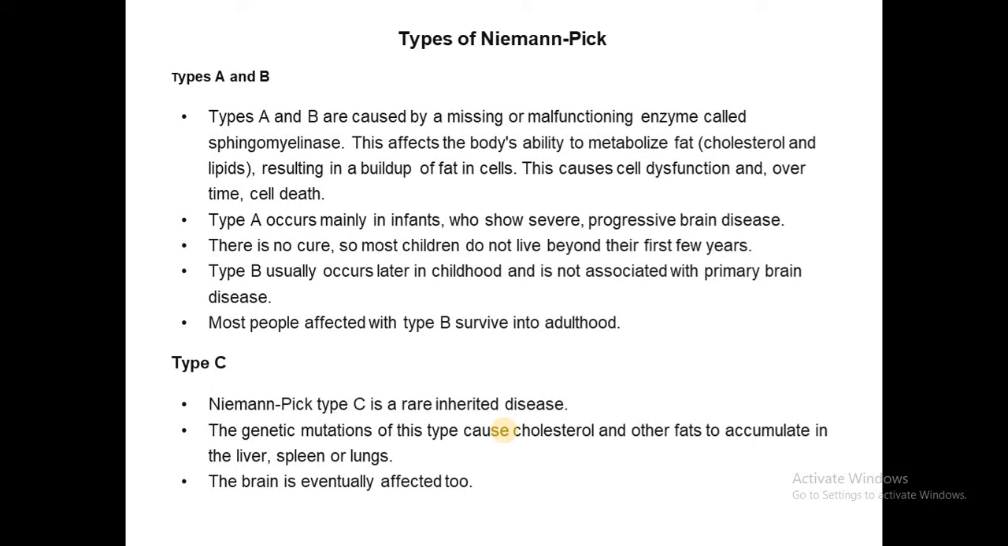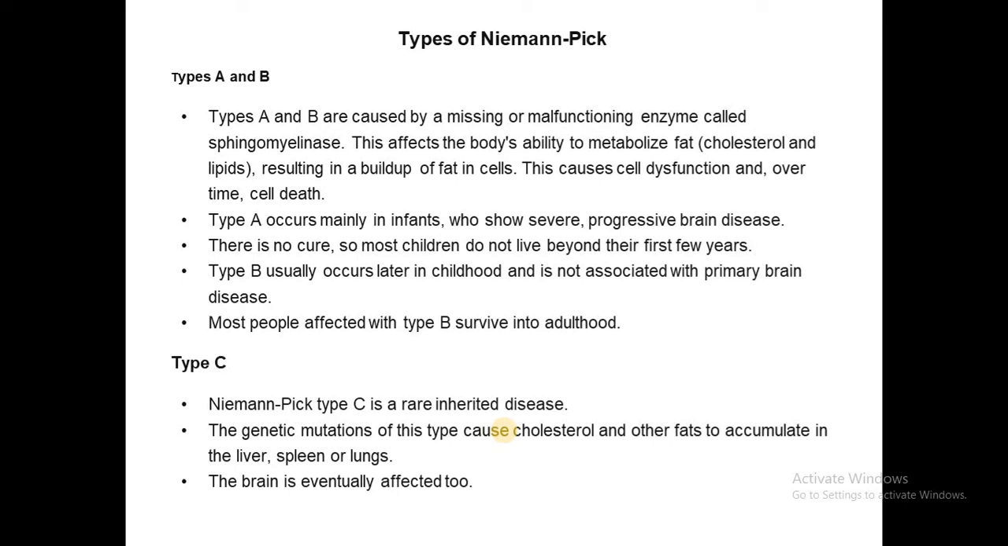Types of Niemann-Pick disease. There are 3 types of Niemann-Pick disease: type A, B, and C. Type A and B are caused by a missing or malfunctioning enzyme called sphingomyelinase. This affects the body's ability to metabolize fat, resulting in a buildup of fat in the cells. This causes cell dysfunction and, over time, cell death.